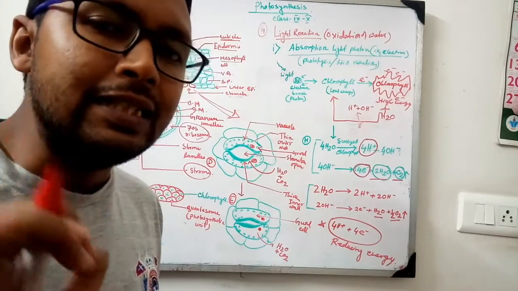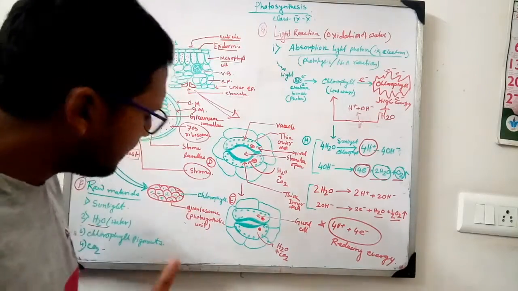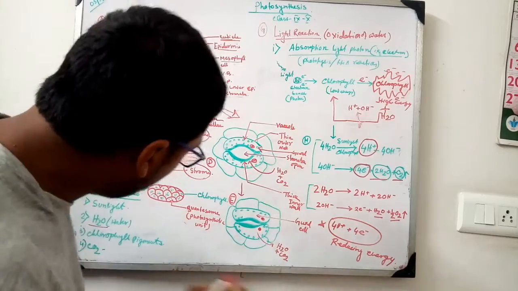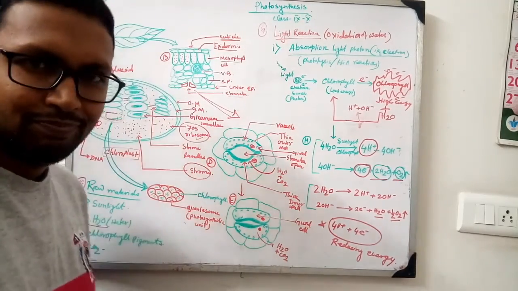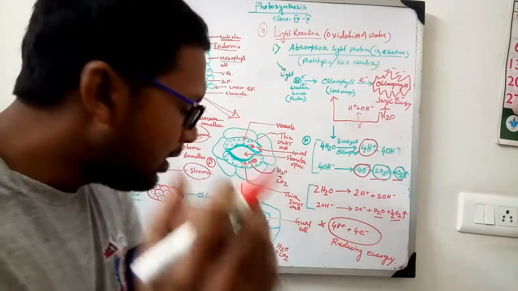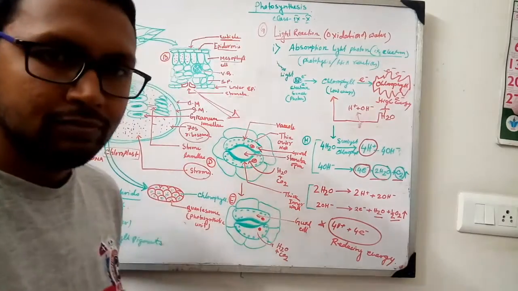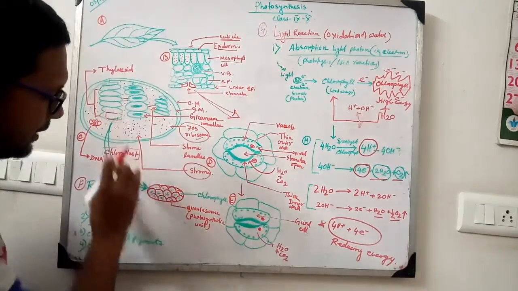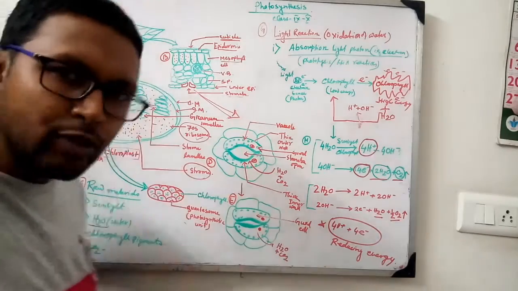Chlorophyll A, B, C, D, E, and carotenoids, xanthophyll, whatever the pigments present, it is present inside the quantasome. So quantasome is a photosynthetic unit. For the light reaction, all light reaction occur inside the quantasome. So this is the chloroplast structure, that is where actually chlorophyll is present.